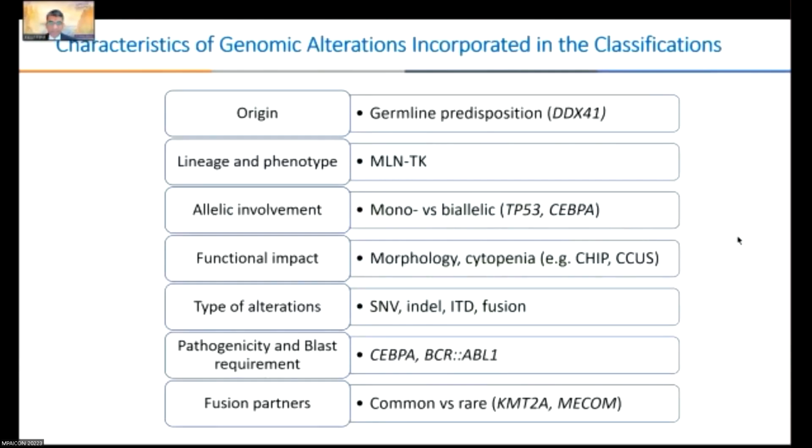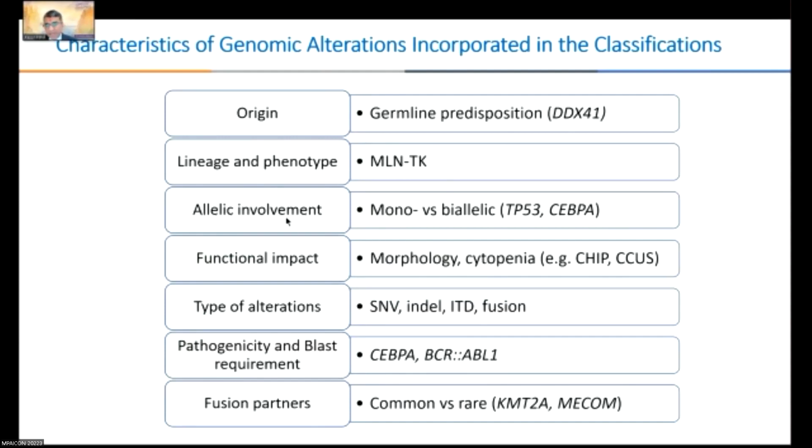So what these types of efforts are again highlighting is that getting the information alone is not sufficient. It also needs to be translated back into appropriate reporting as well as clinical decision-making information. So hopefully what I have shown you during this very rapid-fire review of these two large systems that have come up recently for classification is that they follow common themes, oftentimes using the origin of the variant, which relates to the germline predisposition syndrome, or lineage and phenotypes such as the MLN-TK, eosinophilia entity.